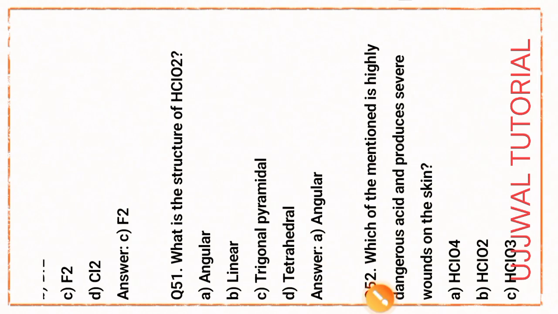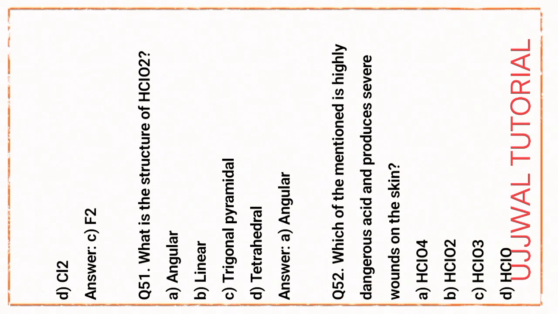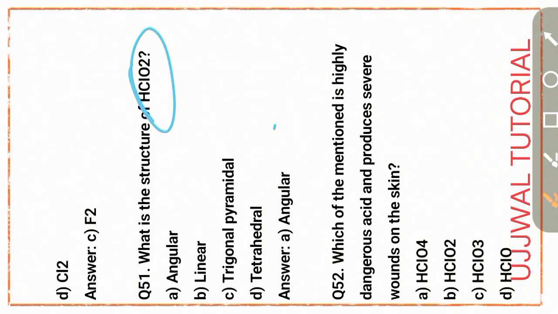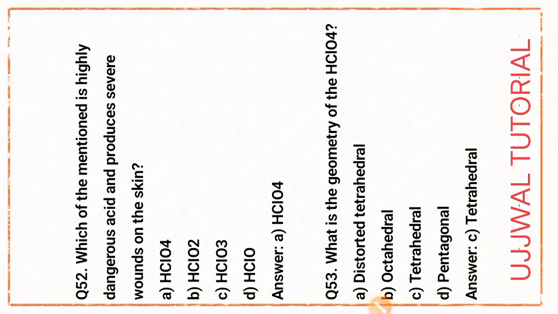Next question. Question number 51. What is the structure of HClO2? HClO2. Okay. That is option A, angular. Okay. Option A is the angular. Next question. Question number 52. Which of the mentioned is a highly dangerous acid and produces severe burns on the skin? HClO4. The maximum oxidation number of chlorine, plus 7.